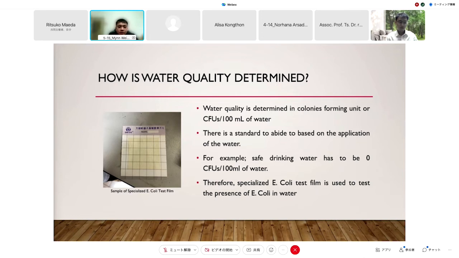Therefore, on the left side here, we can see that to test the E. coli, we're actually using this specialized E. coli test film. This one is only sensitive to E. coli bacteria, all right? So if there's presence of E. coli, dots will form on the test piece here, the square part here, all right?